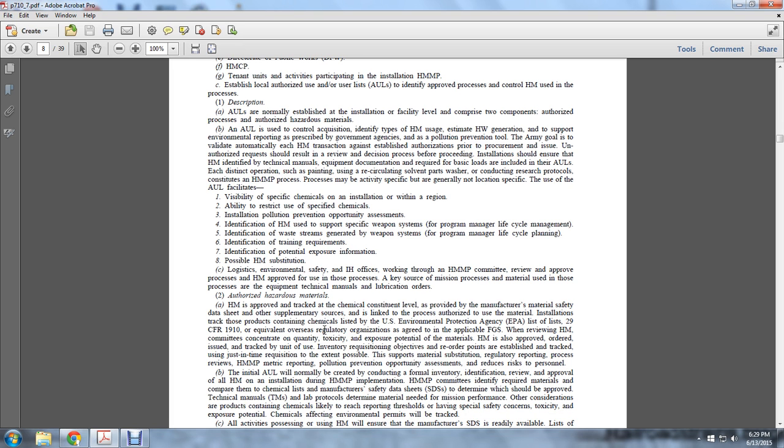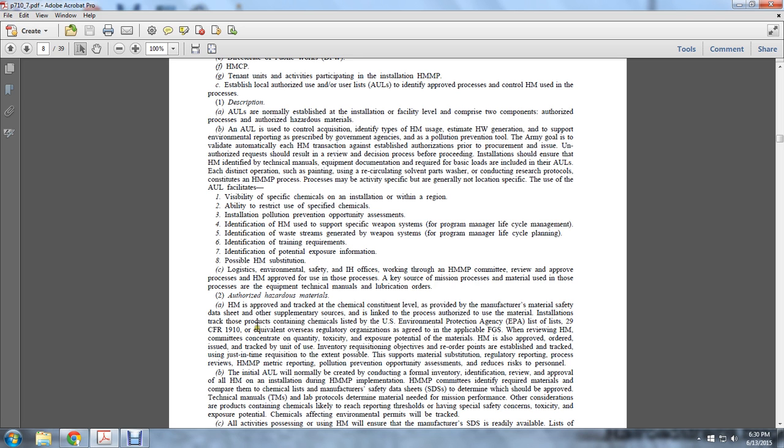When reviewing, the hazardous material management committees concentrate on quantity, toxicity, exposure, or potential of materials. Hazardous material is approved and ordered, issued, and tracked by the unit of use. Inventory requisition objectives, reorder points, and established tracking use just-in-time requisition to the extent possible. This supports material substitution, the regulatory reporting process, reviews of the hazardous material management program per metric reporting, the pollution prevention opportunity assessment, and risk reduction to personnel.